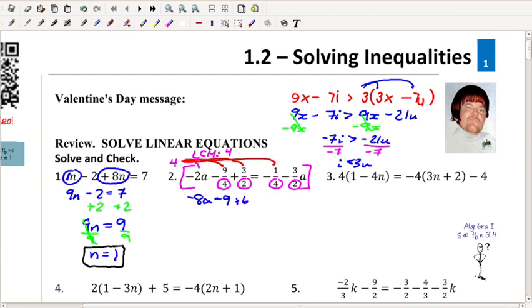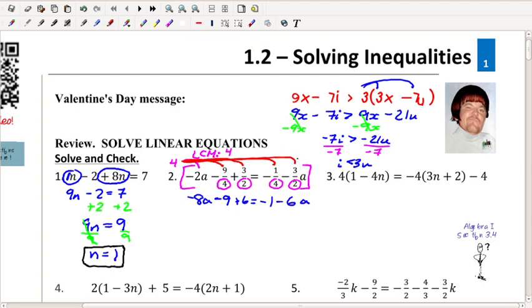4 times negative 1/4. Well, then again, this 4 and this 4 cancel to leave me 1, and then I have 1 times negative 1 is going to be negative 1 on the other side. And the last one, 4 times 3 over 2. This 4 and this 2, 4 divided by 2 is 2. Times negative 3 is going to leave me with a negative 6. So this is a negative 6a.